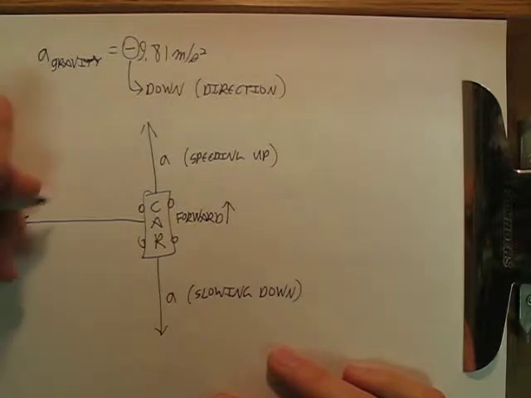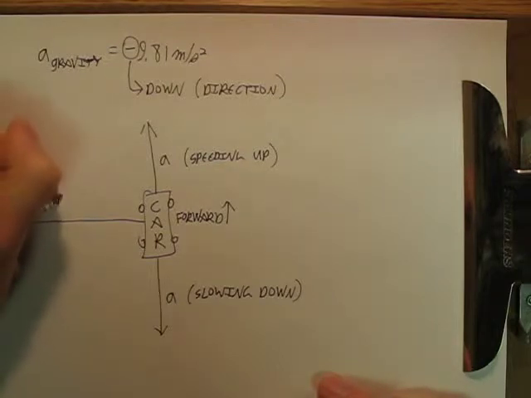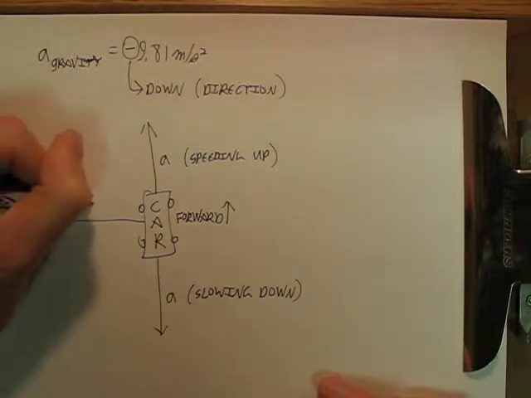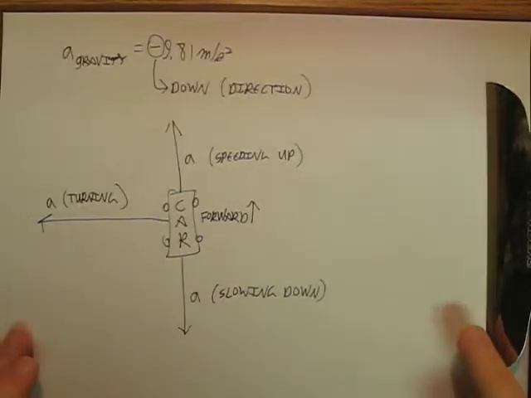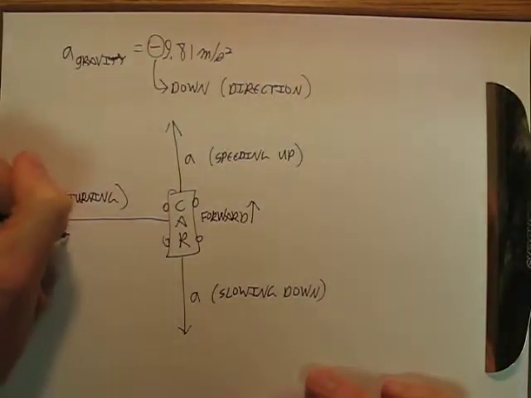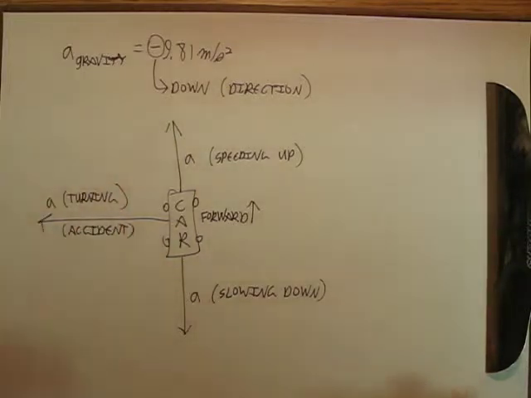If I am accelerating to the side, that is going to mean that I am turning. We'll figure that out in a later chapter. Or it could mean that I'm in an accident, that somebody's T-boning me from the side of my car, and so that's causing me to accelerate sideways. But let's hope that I'm turning and not in an accident.